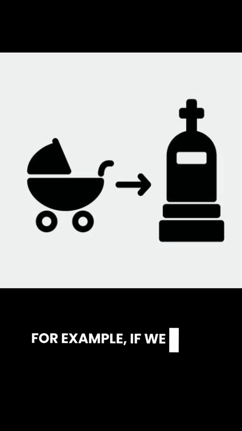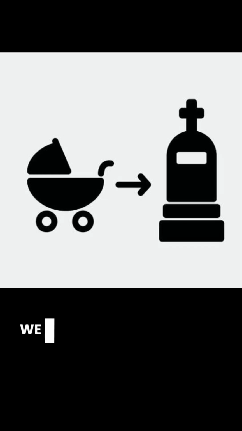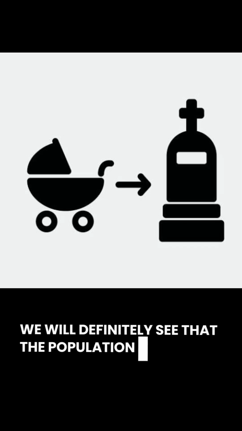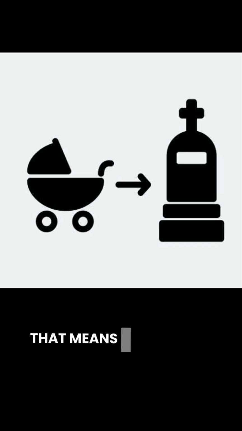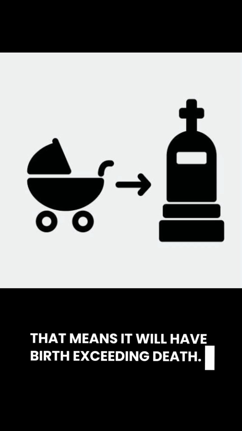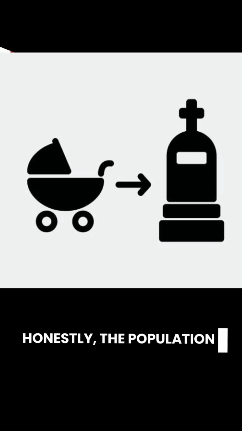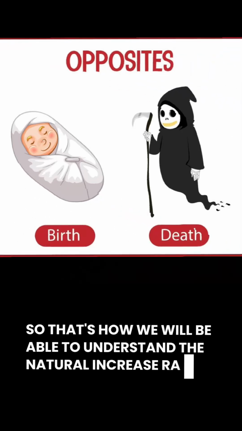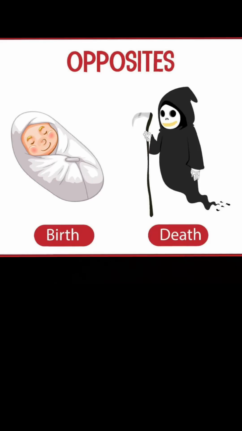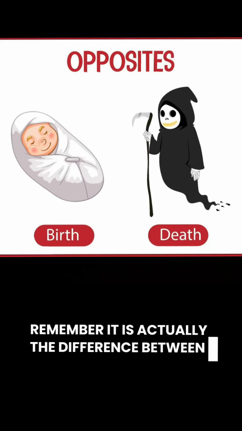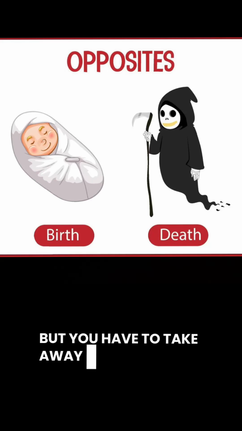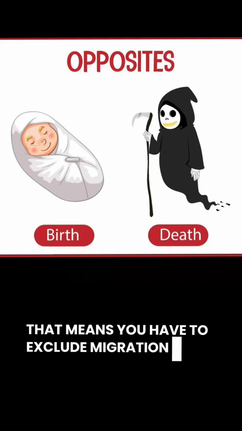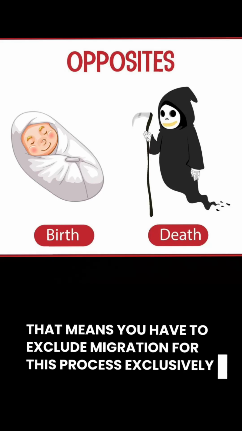For example, if we have more births, we would definitely see that the population will increase. That means birth will exceed death, and honestly, the population will increase. So that's how we'll be able to understand the natural increase rate when you are discussing population. Remember, it is actually the difference between the birth and the death, but you have to exclude migration for this process exclusively, so that you'll be able to determine whether the population is growing or not.